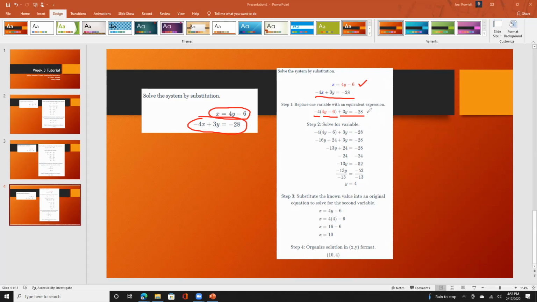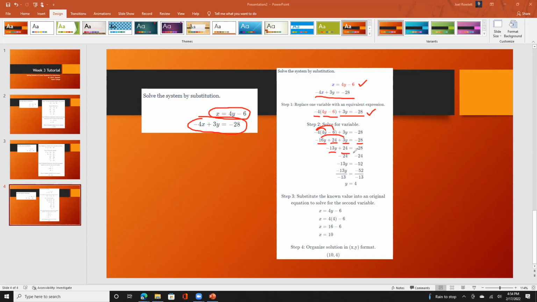Notice we now have everything in terms of one variable. There's no more x's and y's to deal with in one equation. We just have the y's to work with. And the rest of it is just algebra. That's going to give me a negative 4 times 4y, which is negative 16y. Negative 4 times negative 6 is positive 24. Just bring everything else down. Collect your like terms. We've got negative 16y plus 3y, which is negative 13y.